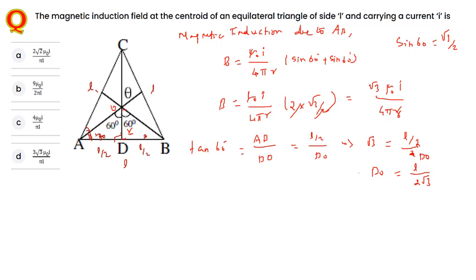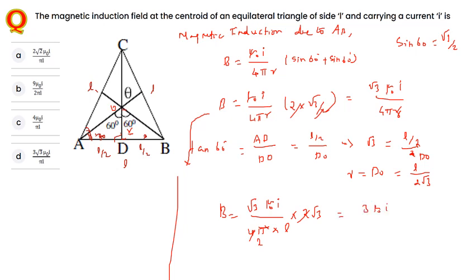Now this DO is nothing but the distance R. Now you just substitute the value here. B is equal to root 3 mu naught I divided by 4 pi into the R value, which is L divided by 2 root 3, with the denominator coming over here. Here I cancel this 2. So what you are going to have is root 3 into root 3, that is 3, so 3 mu naught I divided by 2 pi L, right?